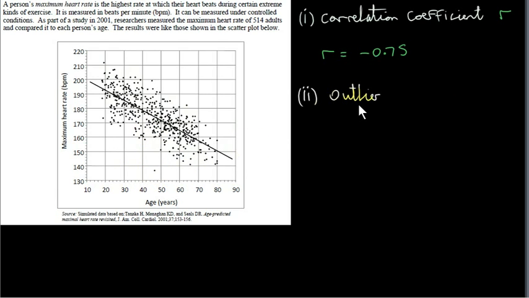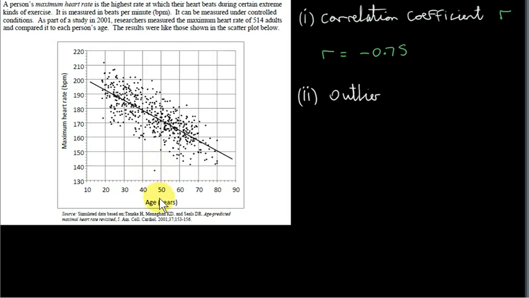The next thing we want to consider is an outlier on this diagram. An outlier, roughly speaking, is a point that's a long way from the bulk of the data. You can see that this point is quite a distance from the bulk of the data. So this is the best example of an outlier in this data. You might say this point up here is an outlier, but it's not as far away from the bulk of the data as this particular value is.